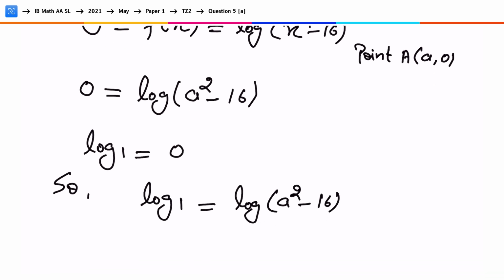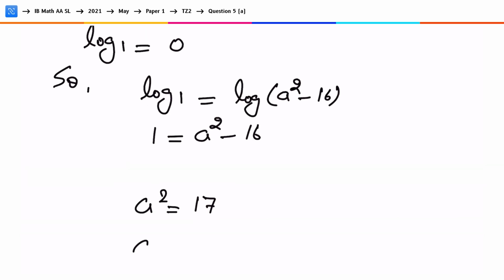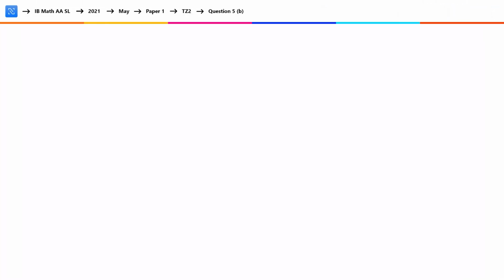This implies that 1 equals a squared minus 16. A squared equals 17, so a equals plus or minus the square root of 17. And that is our final answer. Let's look at question 5, part B.